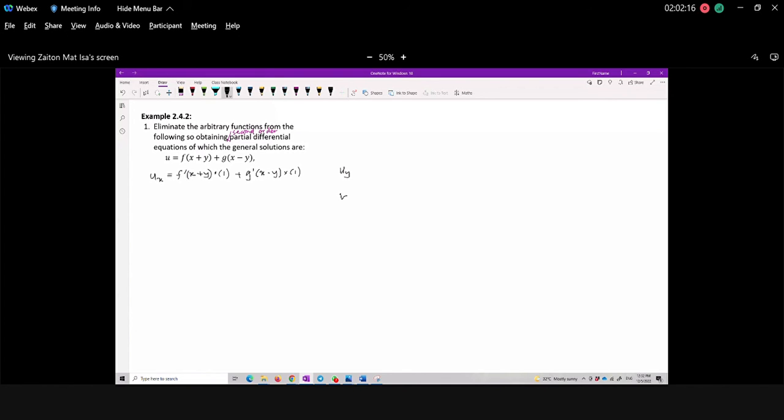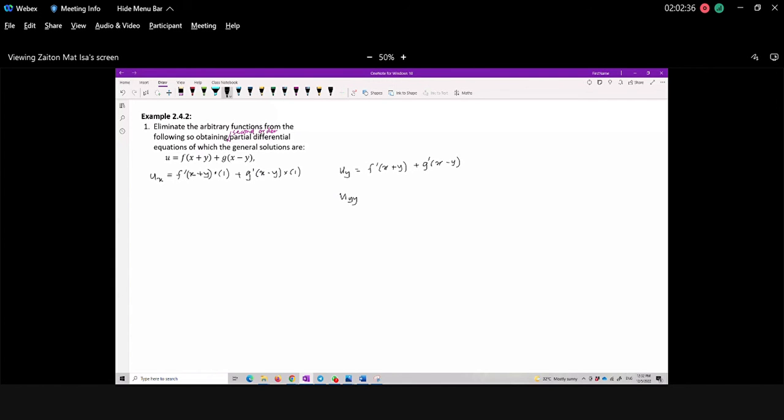Because only from uy then we can have uyy. We cannot jump straight to uyy. So for uy, same concept. It will become f prime x plus y, and then times 1, which I did not write. The second one, plus g prime x minus y.